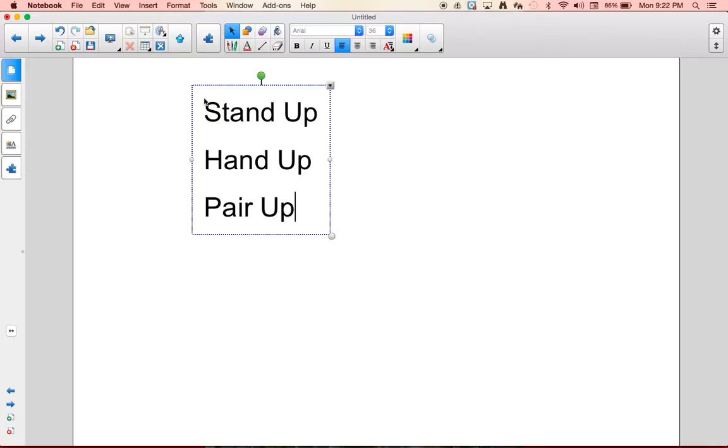Some of you know that you're not allowed to work with other people. Please don't even think about doing that, because you don't want to lose 20 hot bucks when I come in, because we are going to have an auction on Friday. So stand up, put your hand up, and pair up. And then get working on the Great Chicago Fire article and video found on Edmodo. Thanks, friends.